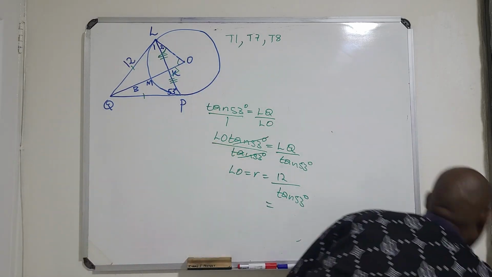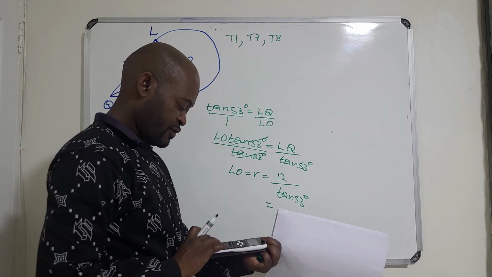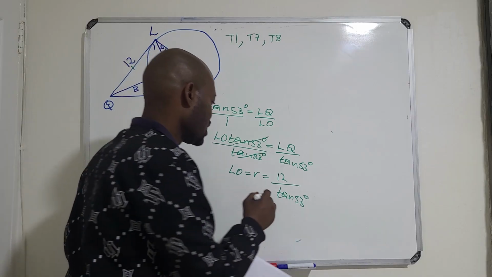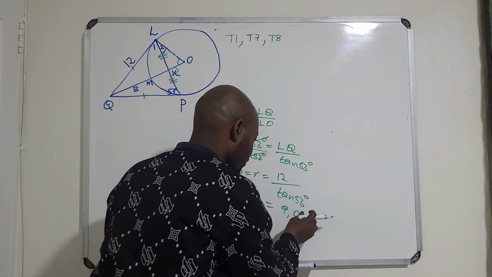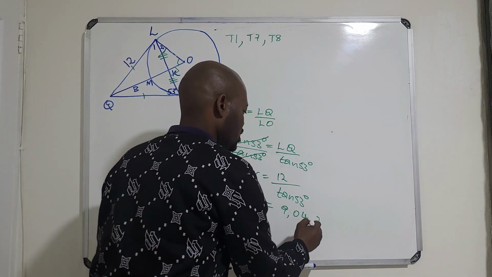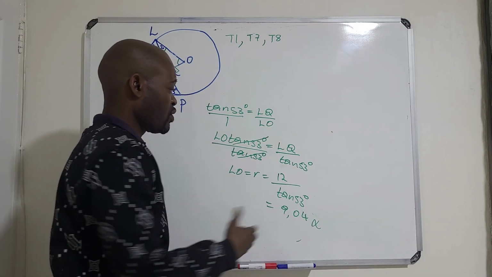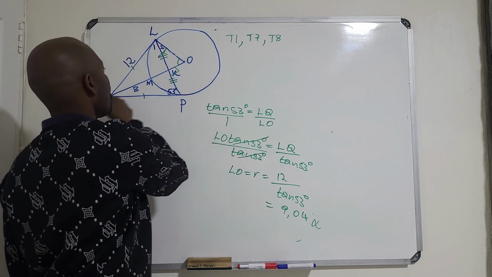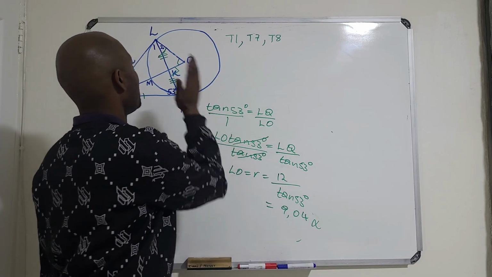Therefore we get 12 divided by tan 53, which gives 9.04. That is an incorrect answer because we were not given the whole OQ. So we can't use trigonometric ratios to solve for this.